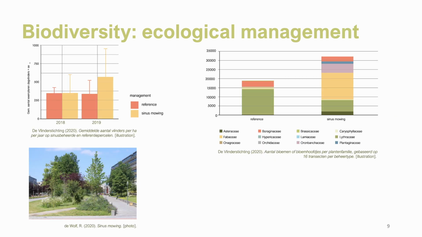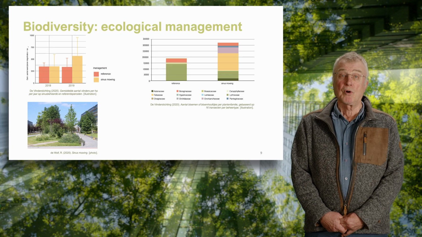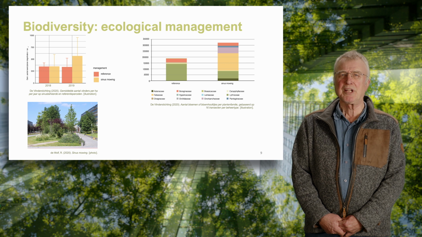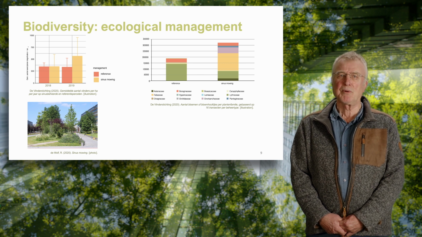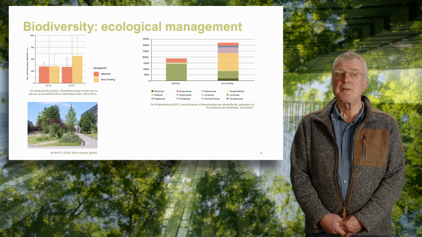We will see the same kind of growth of biodiversity if we change our mowing regime to a more differentiated mowing regime, what we call mosaic or sinus mowing. Immediately, the number of plant species will increase. For example, the number of butterflies will increase connected to the larger number of flowering plants, so it immediately pays off.